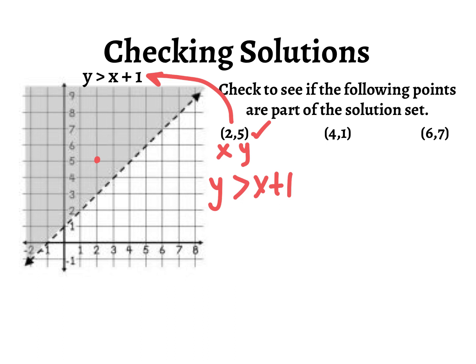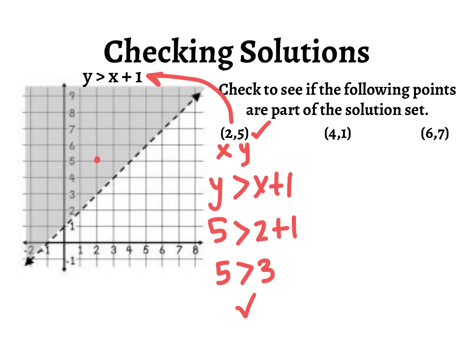I'm going to substitute the 5 for the y. And it should be greater than substituting the 2 for the x, 2 plus 1. On the right side, we have 2 plus 1, which is 3. Is 5 greater than 3? Yes. That's how I can check algebraically that this is part of the solution set.